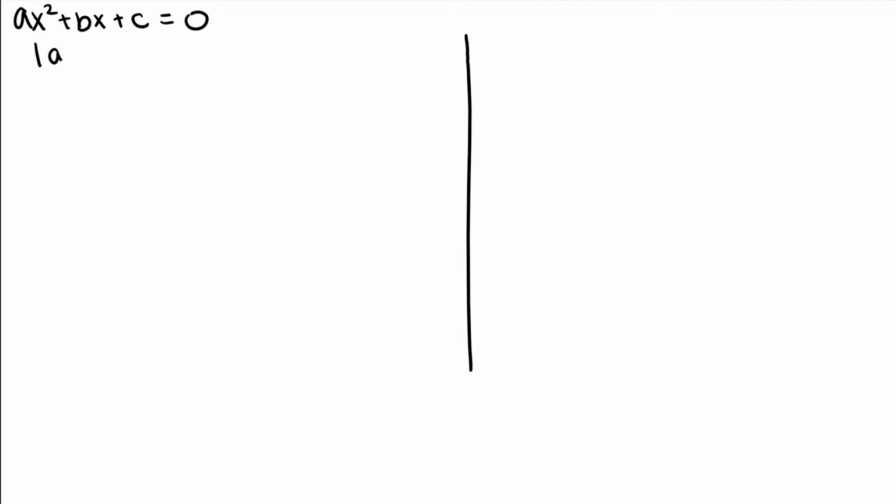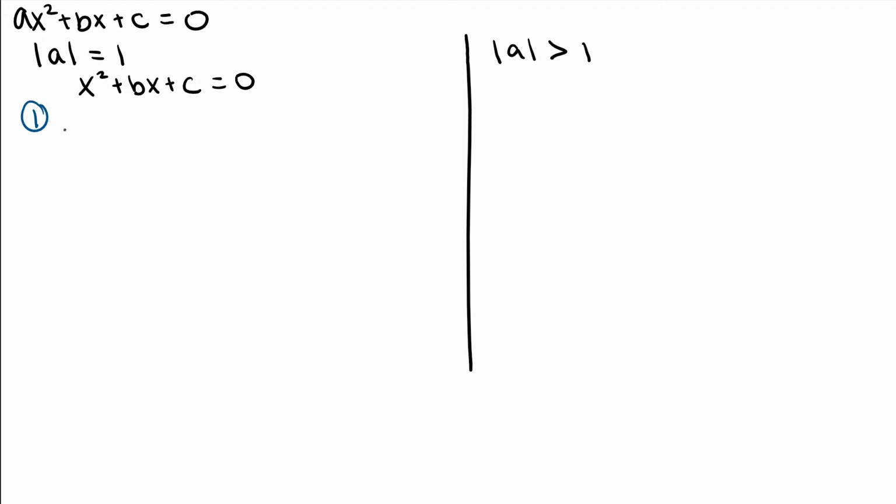Here are the steps for completing the square. We have two cases. We have the case where the absolute value of a is equal to 1, or the absolute value of a is greater than 1. We use the absolute value because the sign doesn't matter, just the value of a. When the absolute value of a is equal to 1, we can write our function as x squared plus bx plus c equals 0, because 1 times x squared is just x squared.